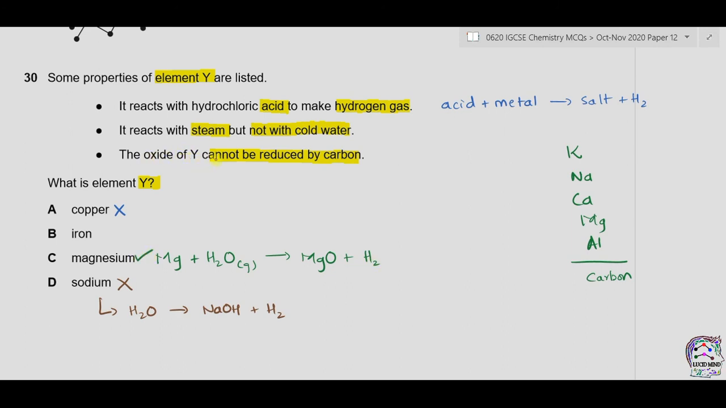Third point is that the oxide of Y cannot be reduced by carbon. Now as we have iron and magnesium left, iron is below in the reactivity series as compared to carbon. So carbon can reduce the oxide of iron, so therefore it is not iron, it is magnesium whose oxide cannot be reduced by carbon. Correct answer is therefore C.